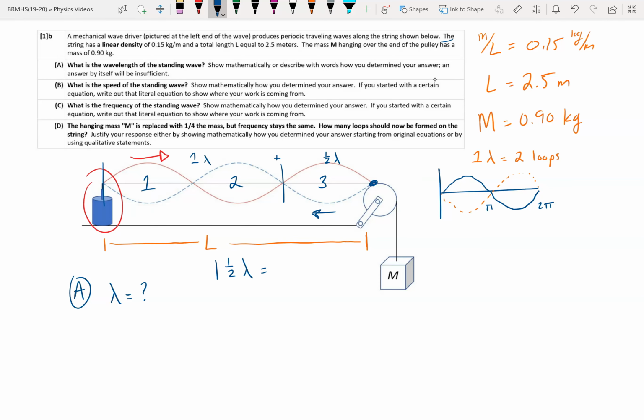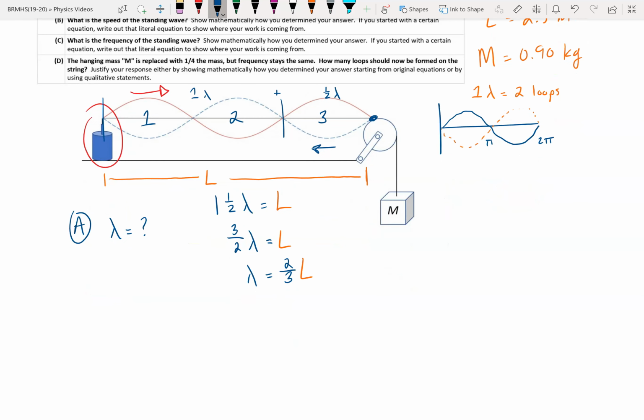So 1 1/2 lambdas, 1 1/2 wavelengths equals my total length of the string, capital L. I like to write that as a single fraction, or you can write it 1.5 if you want. It doesn't matter. It's up to you. 3/2 lambda, or 1.5 lambdas equals L. In part A, I'm asking what is the wavelength. So we're going to solve for lambda. Lambda is 2/3 L. 2/3 the total length.